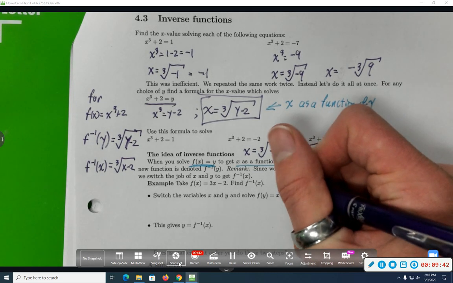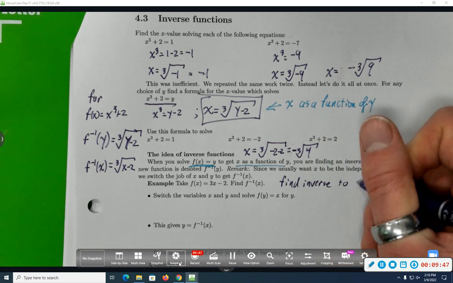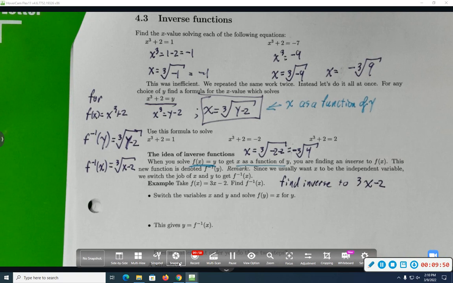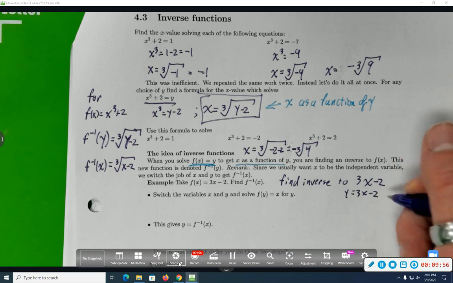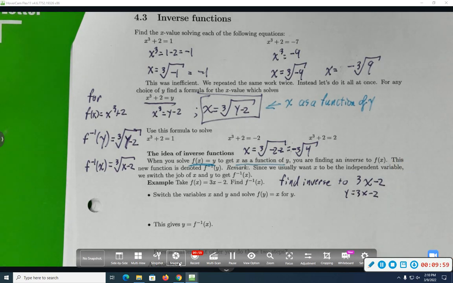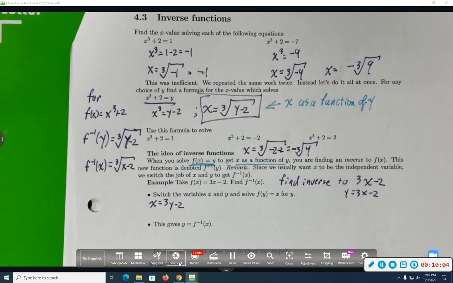So if I want to find the inverse to 3x minus 2, I'll write down the equation y equals 3x minus 2. I'll switch the x's and y's to get x equal to 3y minus 2. Is that something you could solve for y? Yeah, and now maybe I'll give you one or two options. Solve for y and then tell me what you get. Or does anyone want me to talk through some algebra? Okay, I will talk through the algebra.